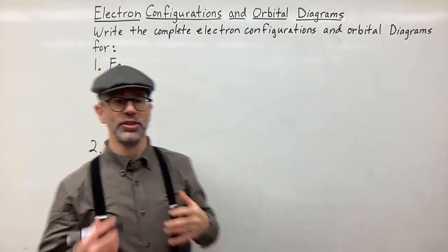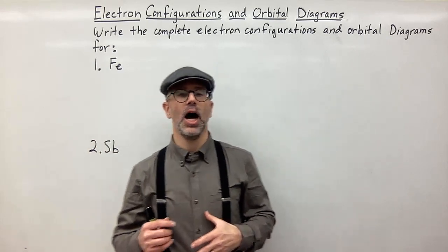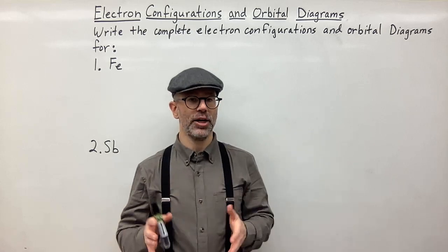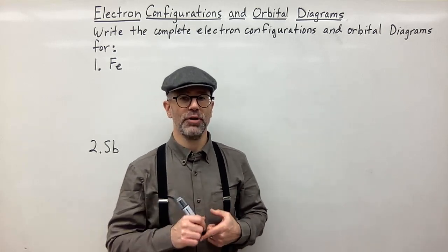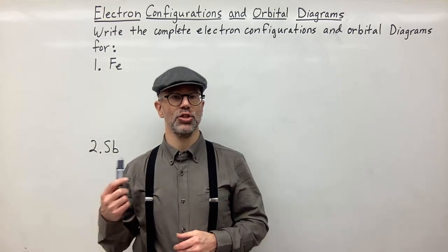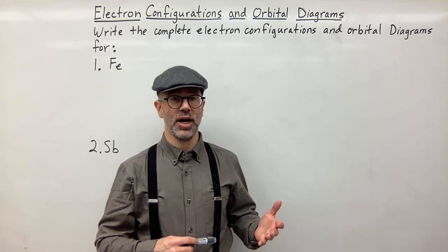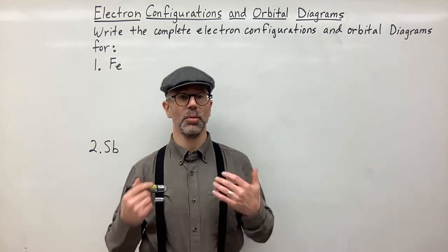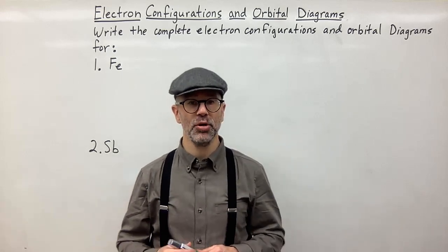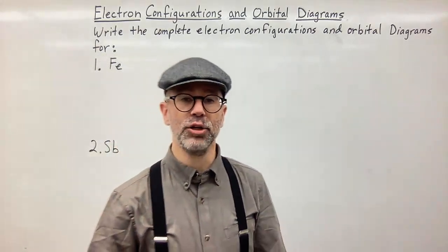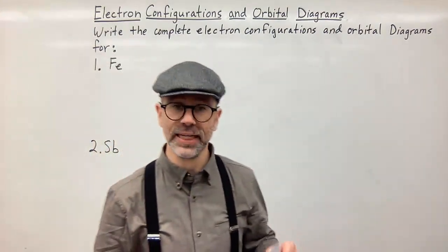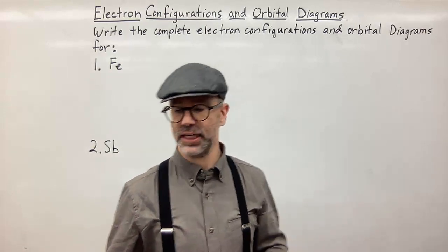The first thing we need to know about iron is how many electrons does it have? So we're talking about the neutral atom of iron. In order to write your electron configuration and your orbital diagrams, you have to know the number of electrons. Since it's a neutral atom, the number of electrons must be equal to the number of protons, and the protons are given to you by the atomic number on the periodic table. If you look up iron on the periodic table, you'll find that iron is number 26. So that's 26 electrons.